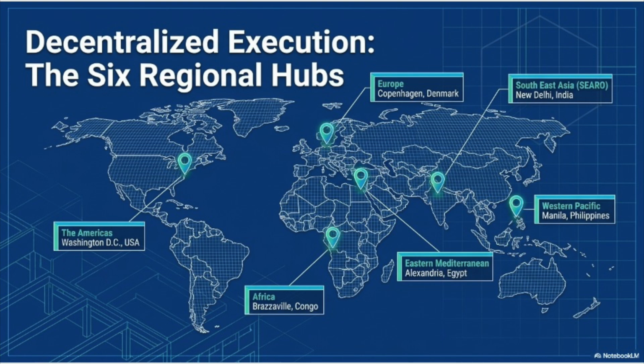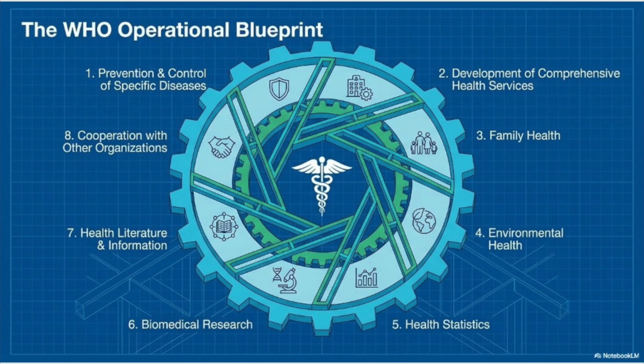To improve efficiency and respond to regional needs, WHO operates through 6 regional offices. These regional offices coordinate public health programs, provide technical support, and help member countries strengthen their health systems while addressing region-specific health challenges. The work of WHO is guided by its constitution, which defines its major functions and responsibilities.